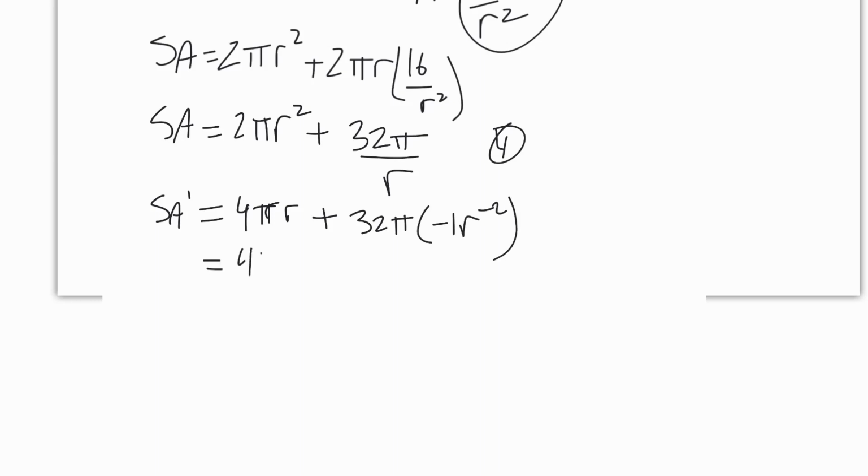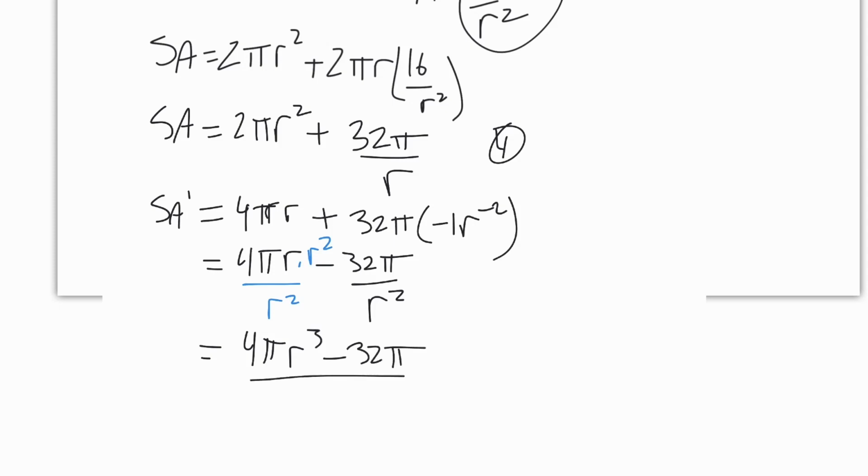Now we want to simplify this because eventually we're going to want to set it equal to 0 and draw a sign diagram. So this is minus 32 pi over r squared. We've got to make these common denominator, so we get 4 pi, again, I'll do this here in another color. So this is over r squared, and then we've got to multiply by r squared. So we're going to get r cubed minus 32 pi over r squared.